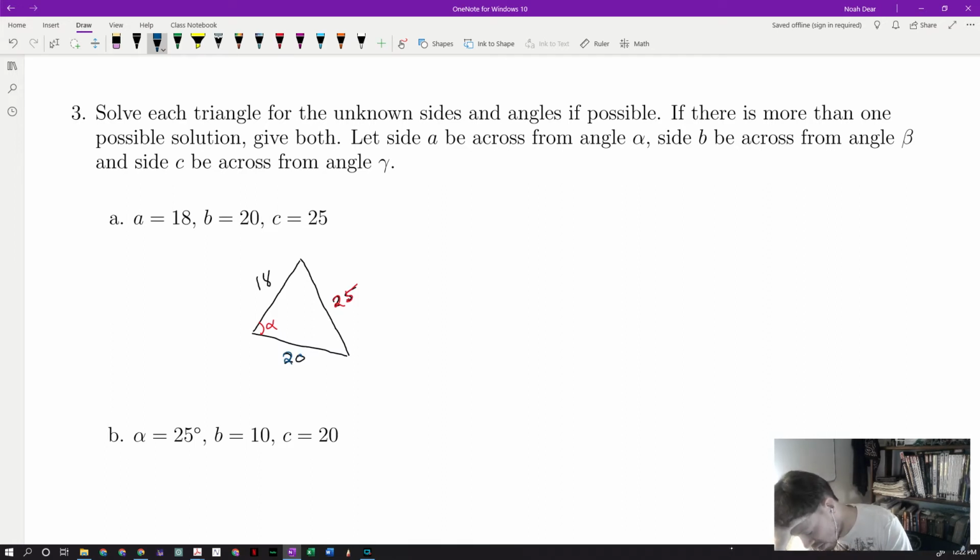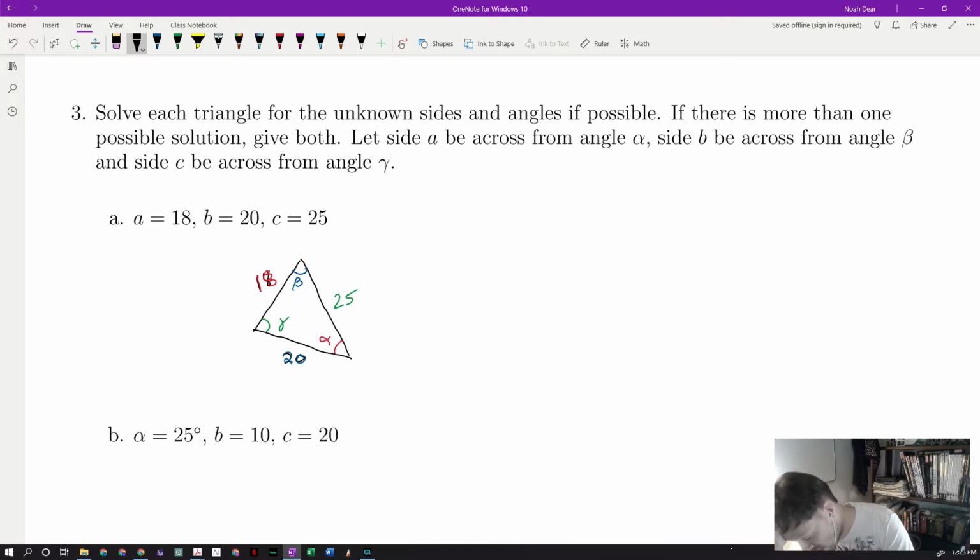B is 20, so beta is across from that. And C is 25, so this should be gamma on the bottom left. And A is 18, so alpha is in the bottom right. All right. So it doesn't seem to matter which one I start with.